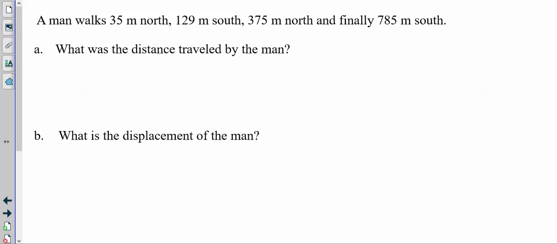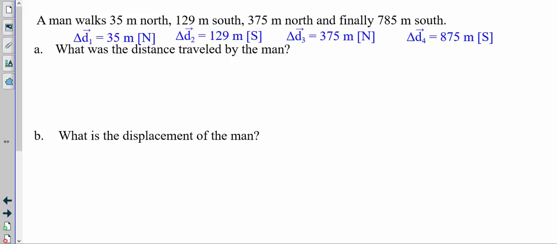I'll do a different example. A man walks 35 meters north, 129 meters south, 375 meters north, and finally 785 meters to the south. So in this case, we go same two questions. What is the distance and what is the displacement? So recognizing that we're now going north and south. So again, we're technically going up and down on the page if you want to think of it that way.